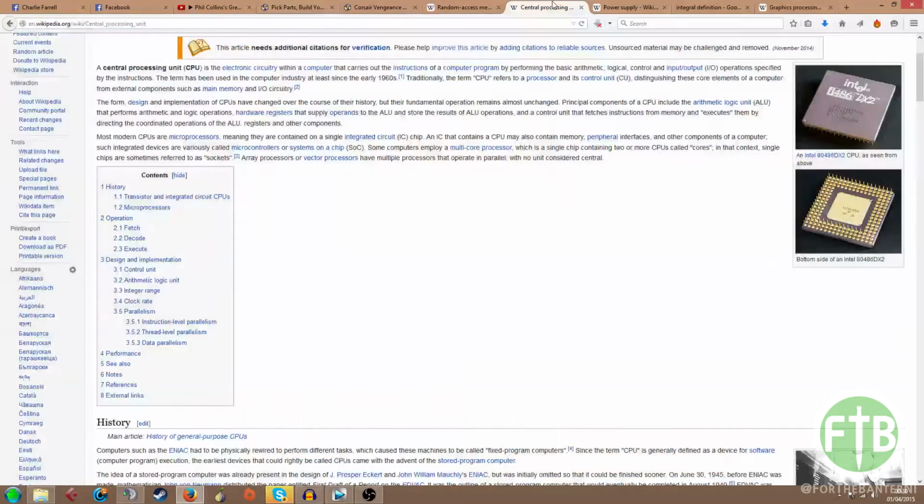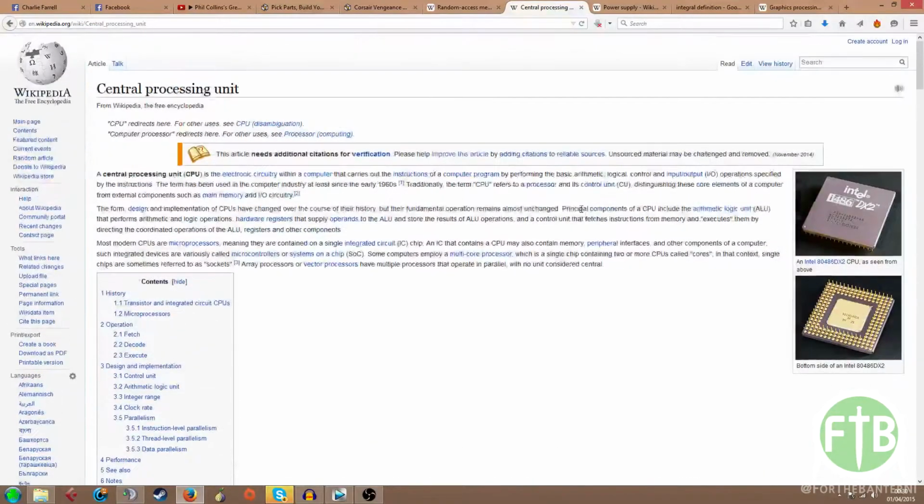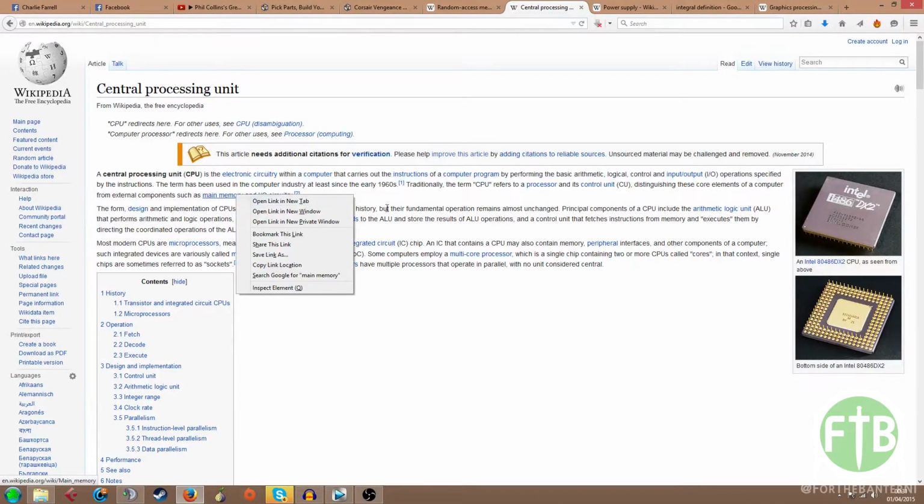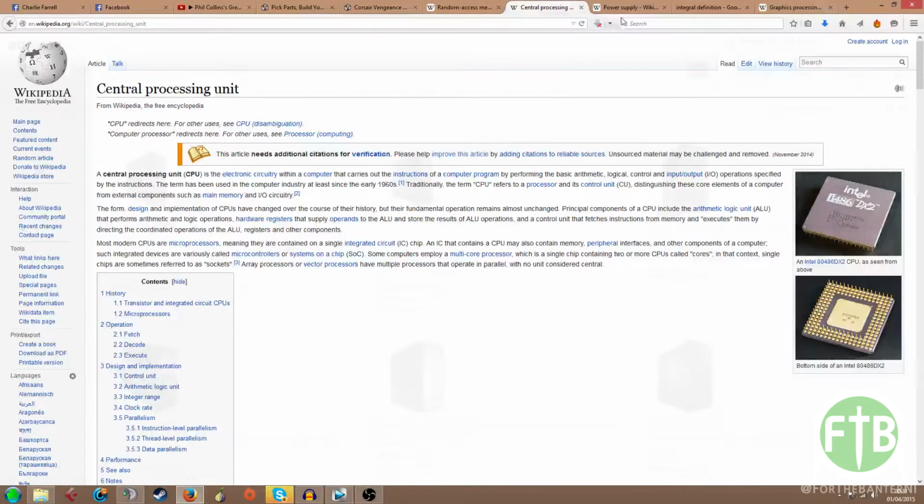First up is going to be your CPU or your processor. This is the central processing unit that allows basic arithmetic, logical control, and input and output operations to be dealt with on the computer. It acts as the brain of the computer.